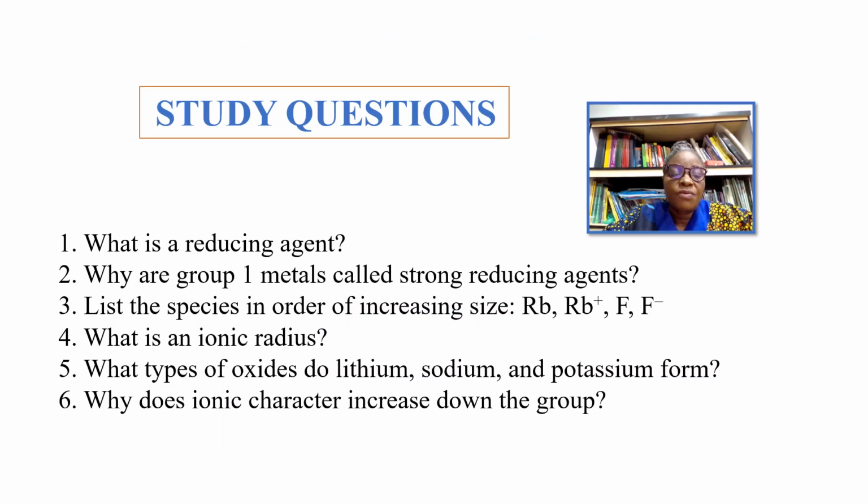We have come to the end of this lesson. We will have some study questions here for us to attempt. 1. What is a reducing agent? 2. Why are group 1 metals called strong reducing agents? 3. List the species in order of increasing size: rubidium atom, rubidium ion, fluorine atom, fluorine ion. 4. What is an ionic radius? 5. What types of oxides do lithium, sodium, and potassium form? And 6. Why does ionic character increase down the group?